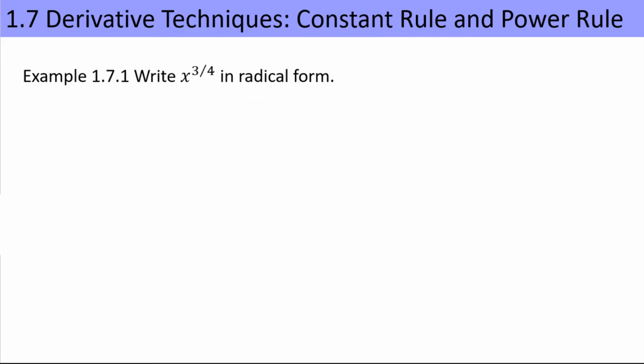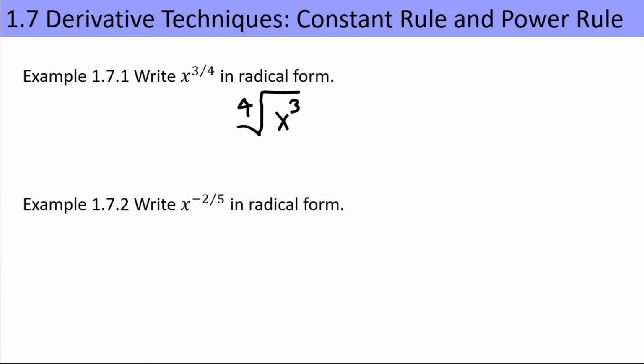Example 1.7.1. Write x to the 3/4 in radical form. Applying the rules from the previous table, we can write this as the 4th root of x cubed.